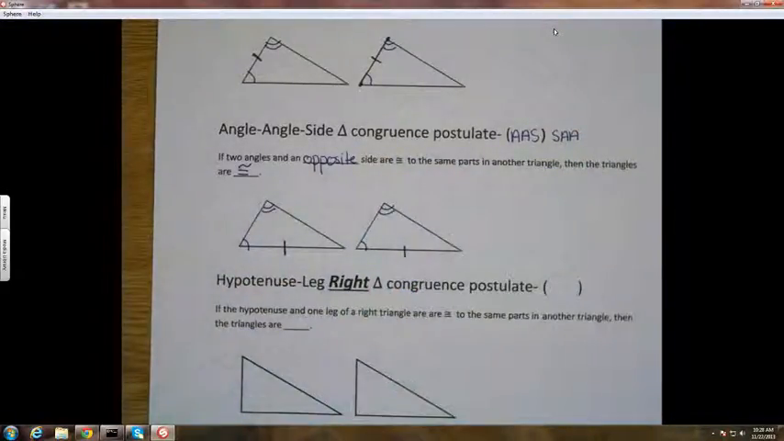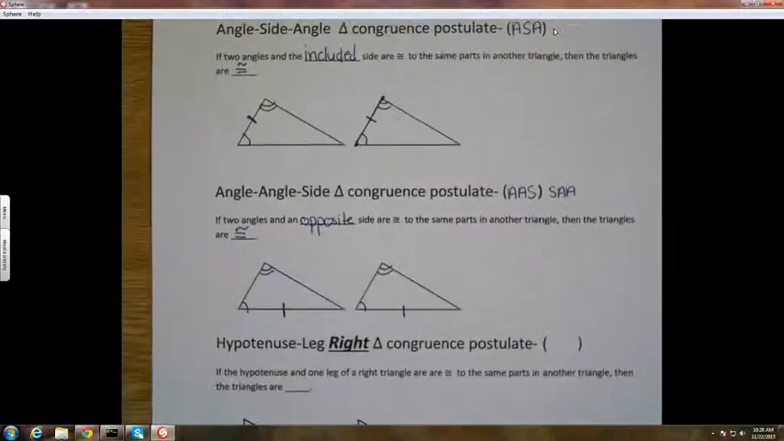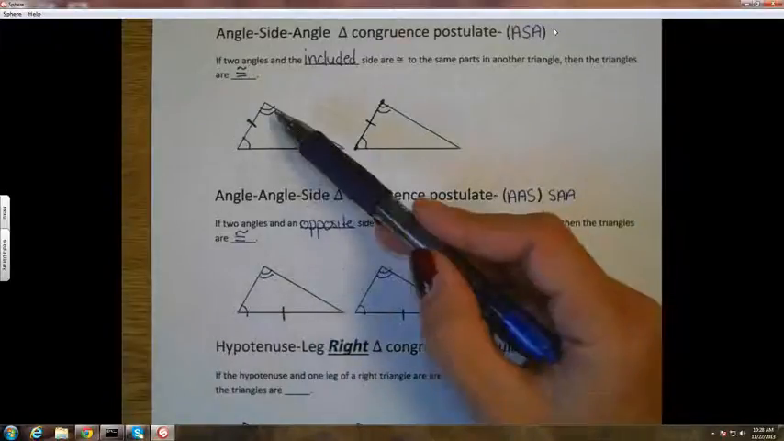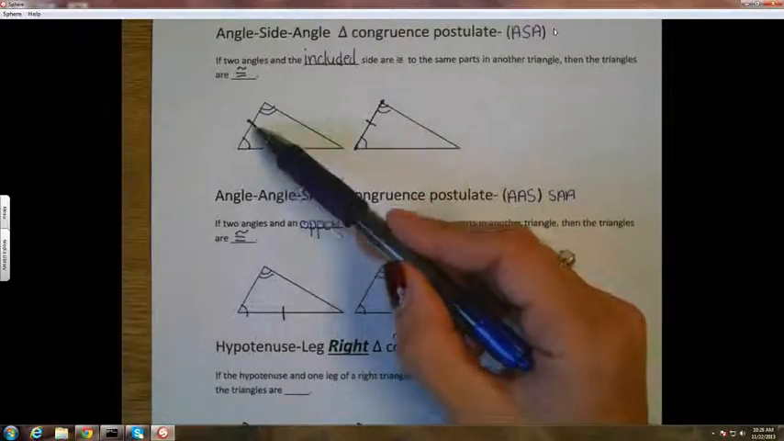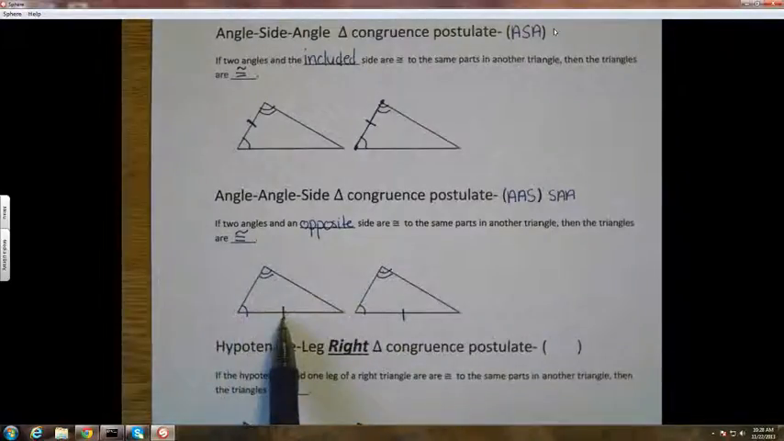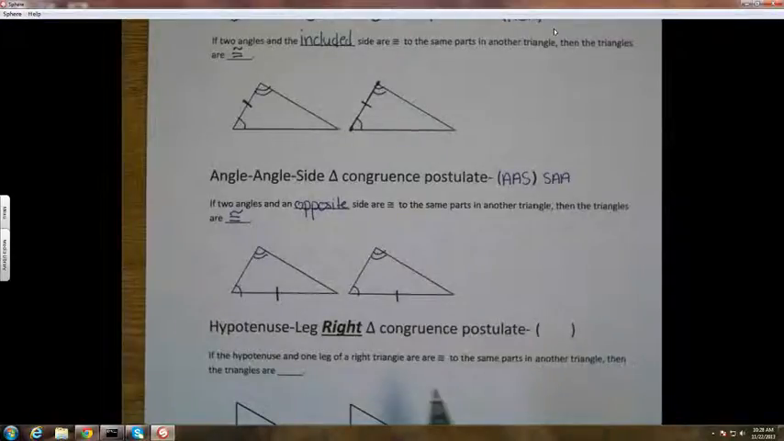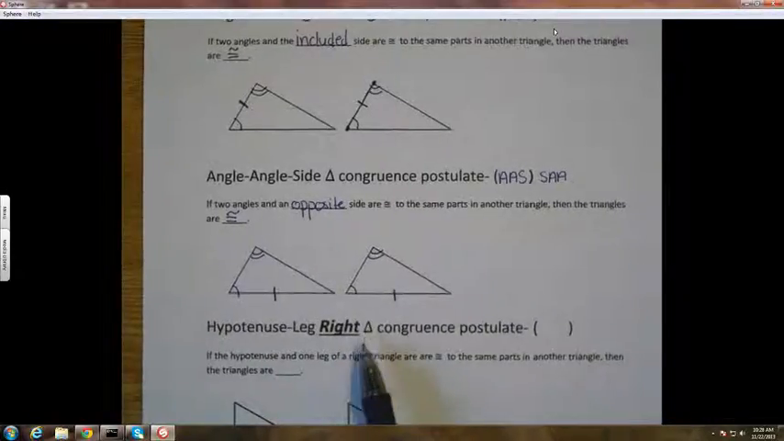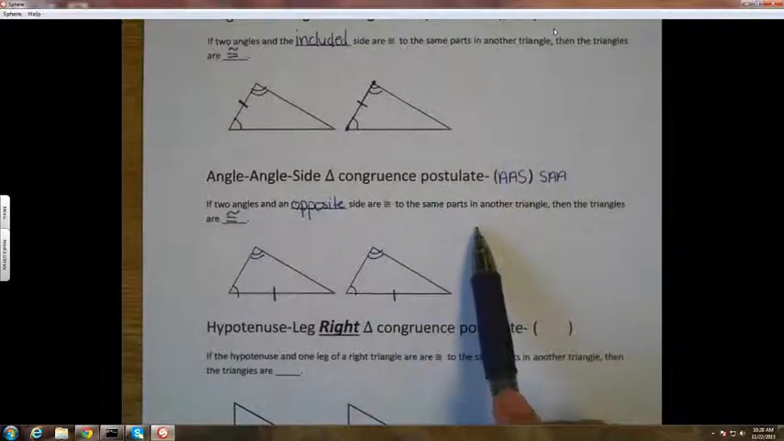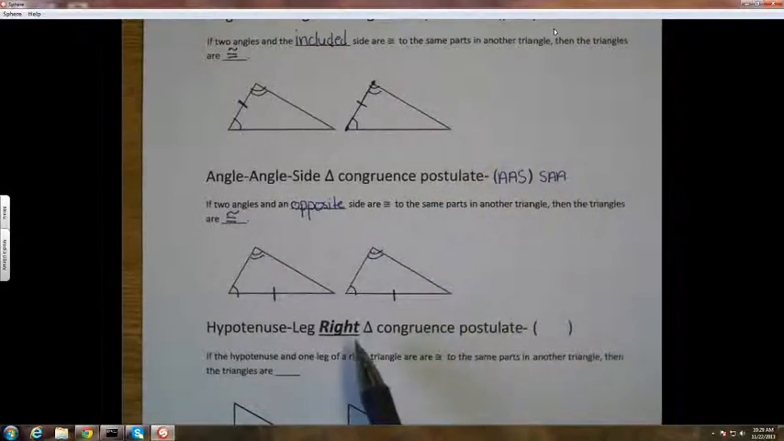What makes these two postulates different from each other is where the side is in relation to the two angles. If it's in between the two angles, it's angle, side, angle. If it's across from, it's angle, angle, side, or side, angle, angle. See the difference between the two? Okay. The third one only works for right triangles. The other four, the two from yesterday and these two here, work for any kind of triangle. This one's special. It only works for right triangles.